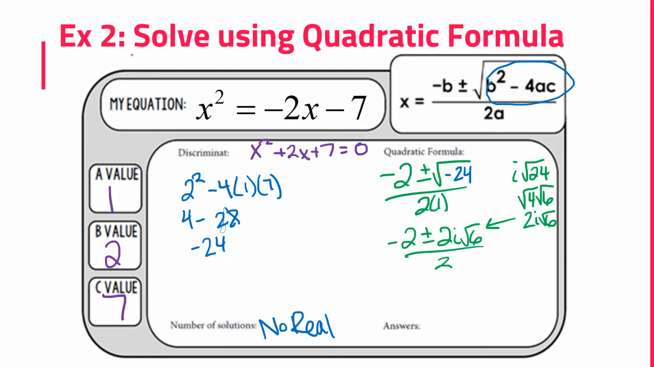Every term has a value that can simplify. So our final answers are going to be negative 1 plus or minus 1i radical 6. Technically, you don't need this one, right? You can leave that off, but we do need the first one for sure.